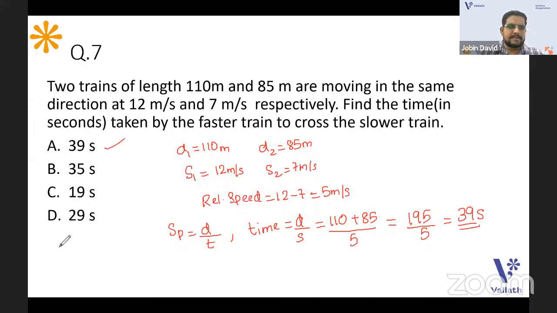You have the answers in your hand. That is 39 seconds. Clear, guys? 39 seconds is the answer. So remember that for relative speed, when you have the same direction, subtract, and for the opposite direction, we should add. That is the only thing that you have to keep in your mind when you have the relative speed.